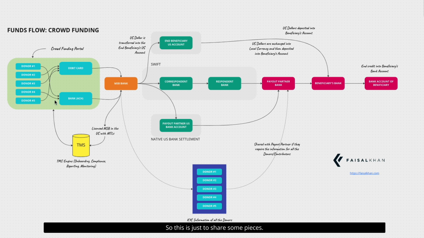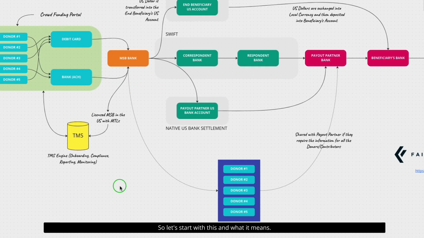This is just to share some pieces. This is where the donors come in on the portal. This is the way they charge their card. This is the transaction management system. This is the MSP, or the payment processor, that is sponsoring it. This is the payout procedure. This is the sharing information, and this is the beneficiary banks, presumably in another country. So let's start with this and what it means.